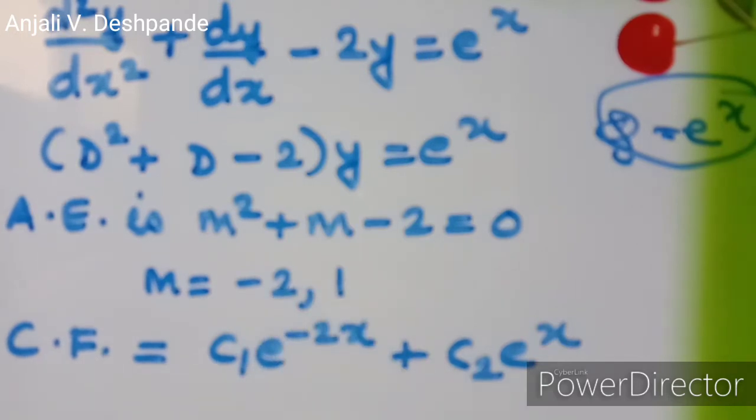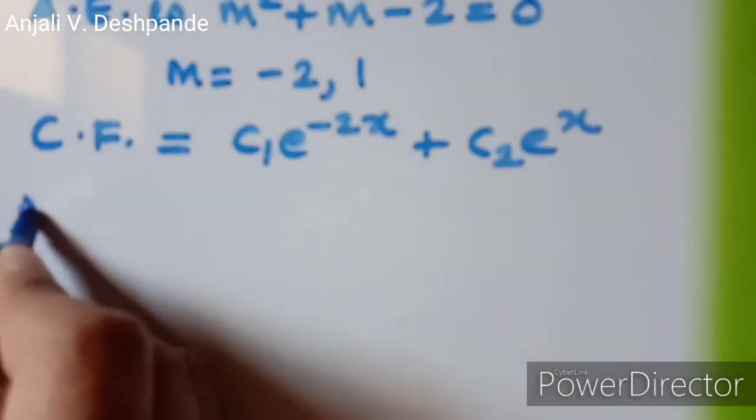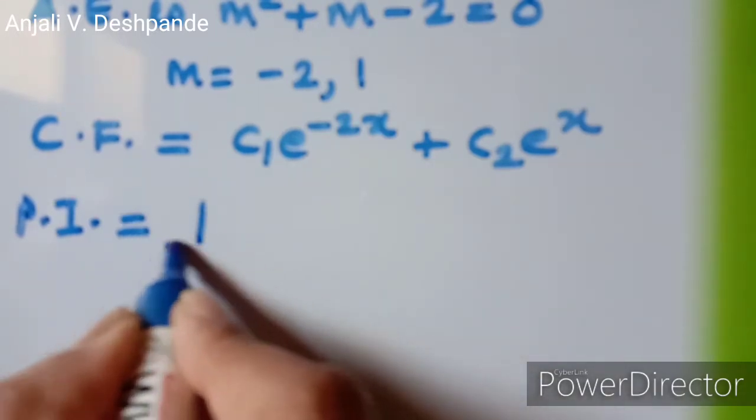So now we are going to focus upon finding out the PI. So once again we will write like this: PI is equal to 1 upon f(D).